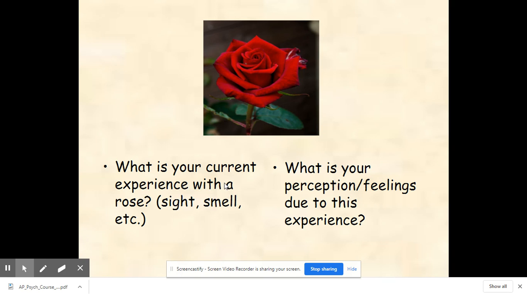So he was trying to split up those two. What is your objective experience? And then building up the structure of consciousness by using introspection to understand what's going on internally.